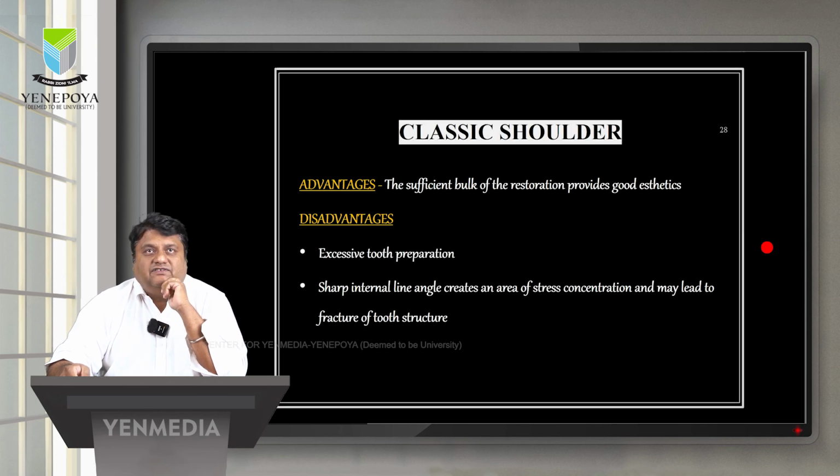Advantages: the sufficient bulk of the restoration provides good aesthetics. Disadvantages: excessive tooth preparation, and sharp internal walls. We said butt joint, 90 degrees. Sharp internal line angles create an area of stress concentration and may lead to fracture of tooth structure if you are not careful about it.